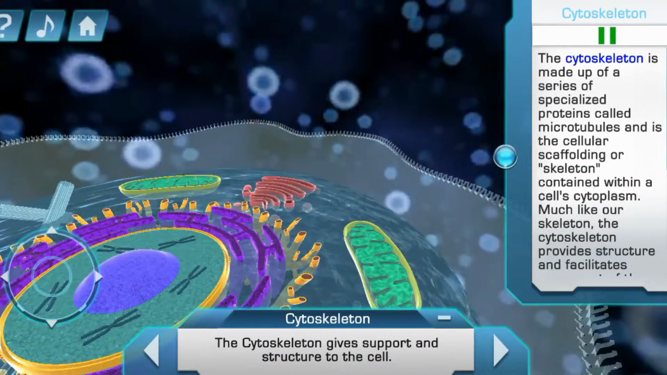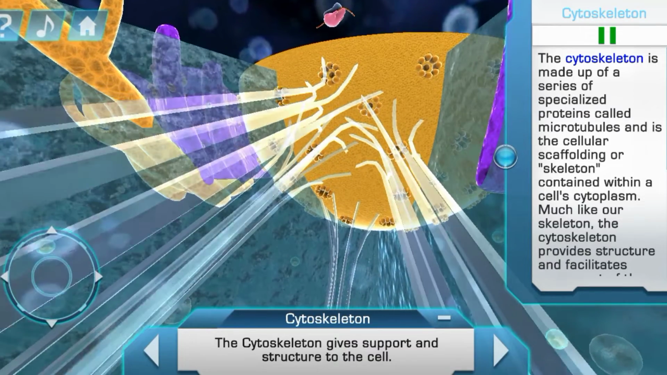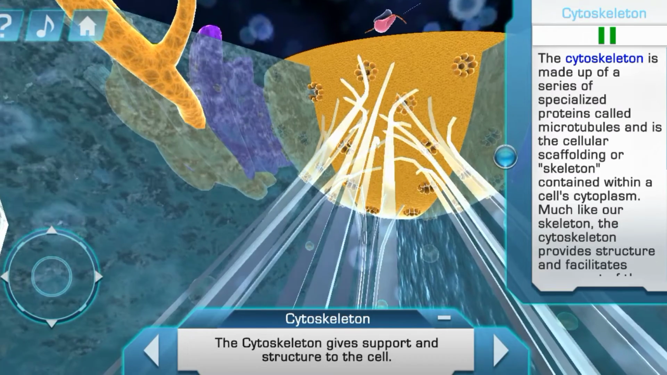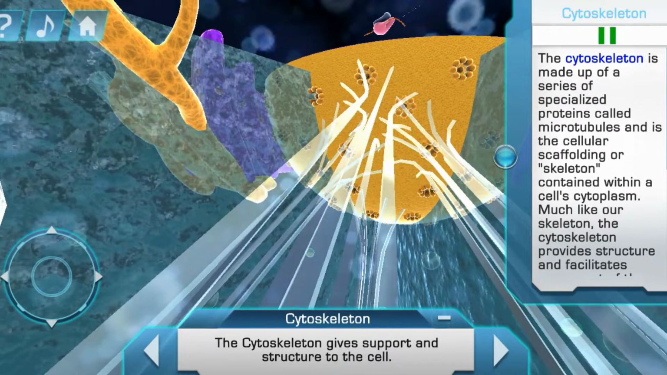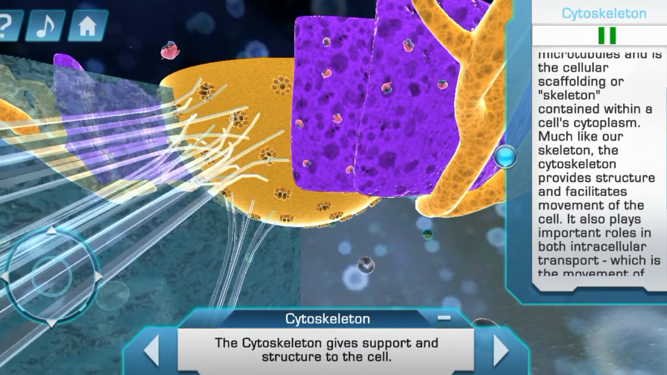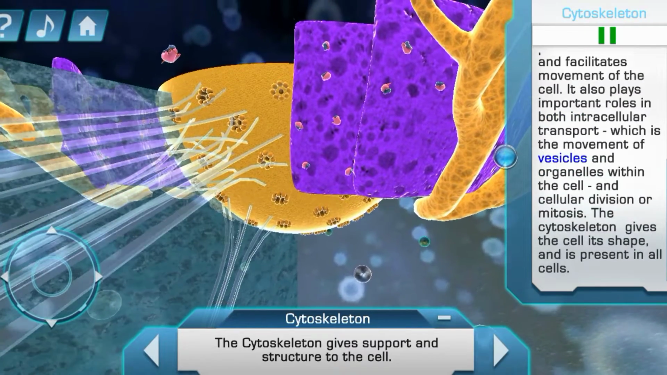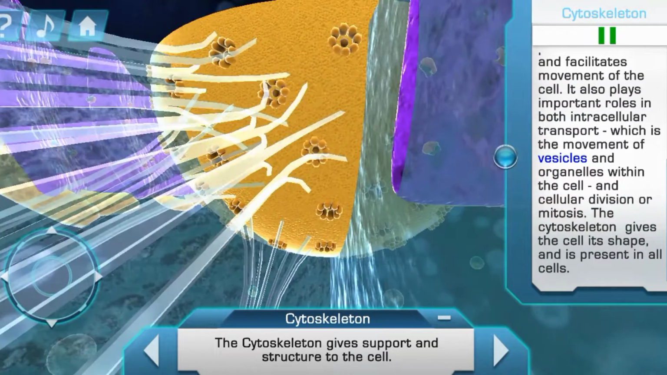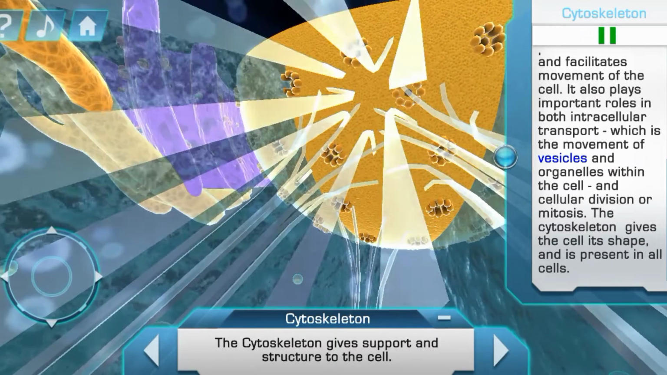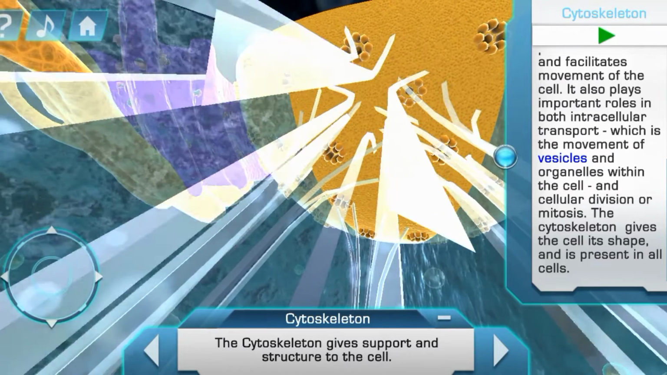The cytoskeleton is made up of a series of specialized proteins called microtubules. It is the cellular scaffolding or skeleton contained within a cell's cytoplasm. Much like our skeleton, the cytoskeleton provides structure and facilitates movement of the cell. It also plays important roles in both intracellular transport, which is the movement of vesicles and organelles within the cell, and cellular division, or mitosis. The cytoskeleton gives the cell its shape and is present in all cells.